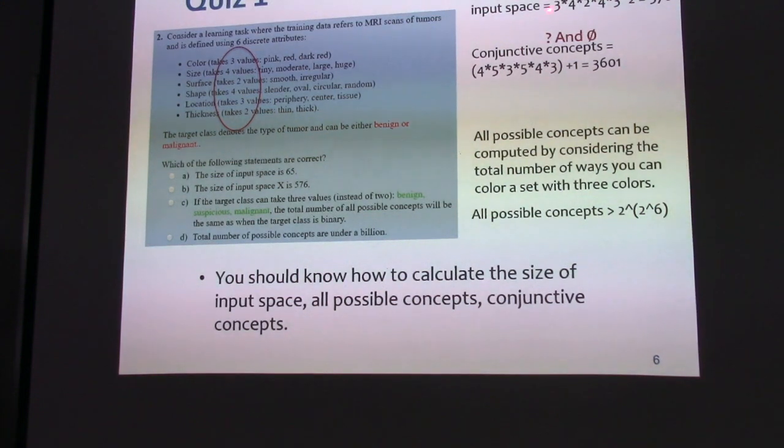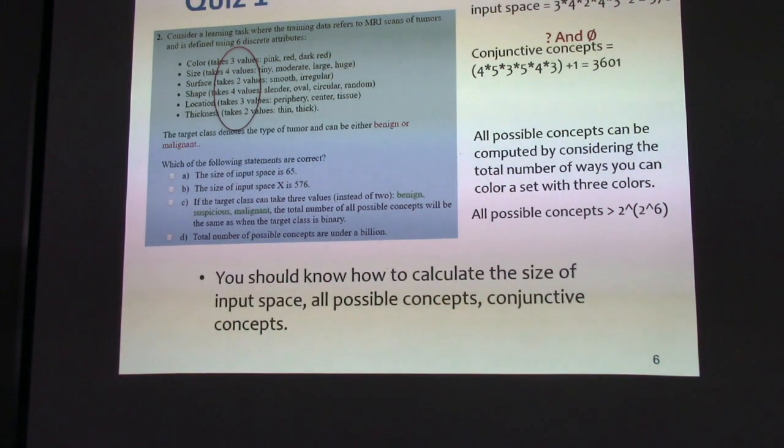And first, the input space. It's actually quite simple. We just need to multiply the number of values in each attribute to get the input space.